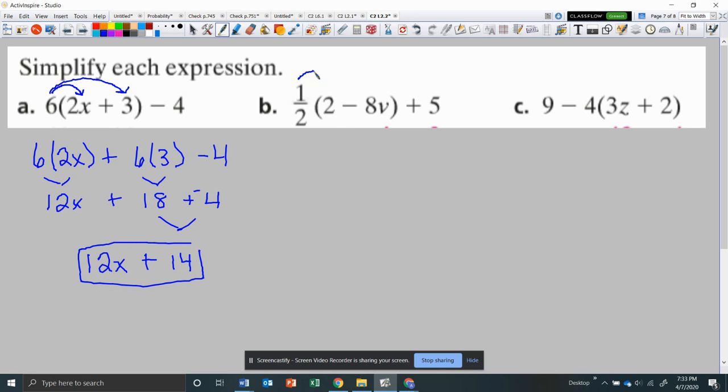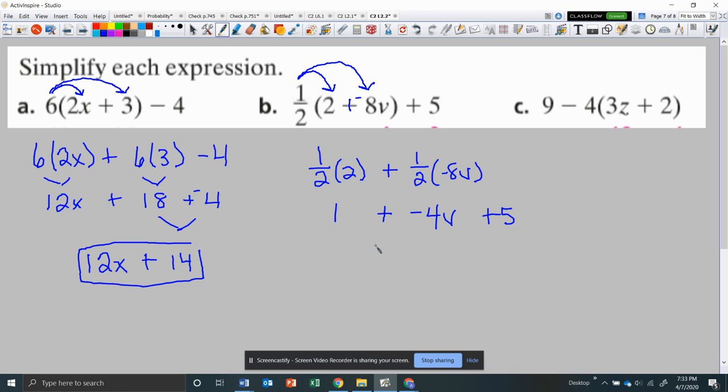Here, I'm going to distribute the 1/2 to each of the things inside. And if you want to make this plus a negative, I think it's a good idea. 1/2 times 2 is 1. Plus 1/2 times negative 8v would be negative 4v. And then I still have my plus 5. I can do the 1 plus 5 and combine those and get 6 plus a negative 4v, and that would be simplified.